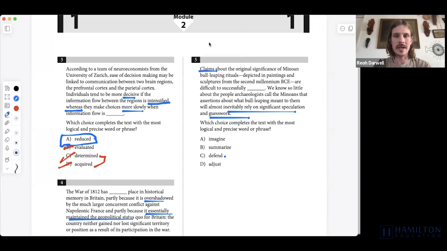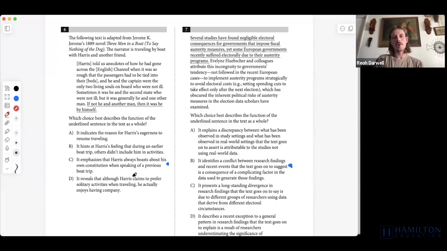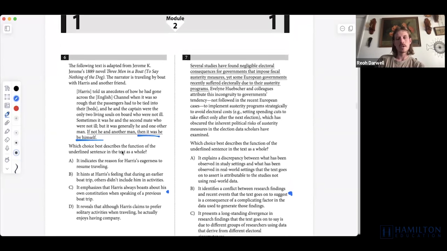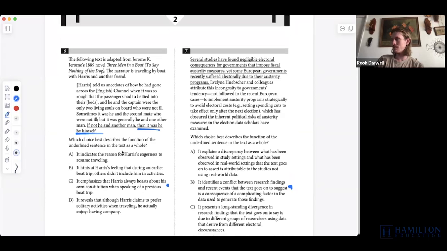Our final one from 395. So here we are on question 6 of module 2. Our question is a function question. So we want to make sure we're understanding the broader context of this passage before we attempt to understand what this sentence is. All right. So when we see this here, I think if you missed this question, you maybe read this: it was he by himself and thought, he's alone in a way that conveys some sort of loneliness or something like that, right?